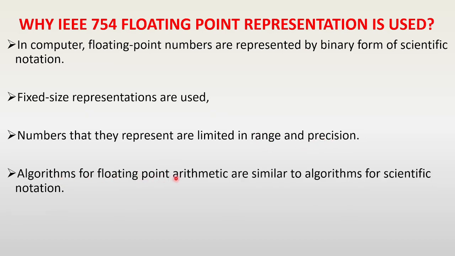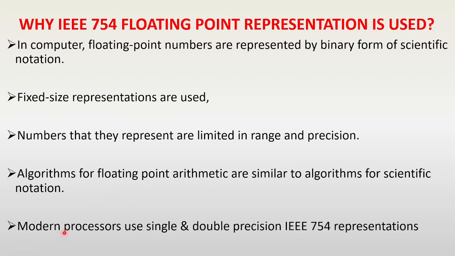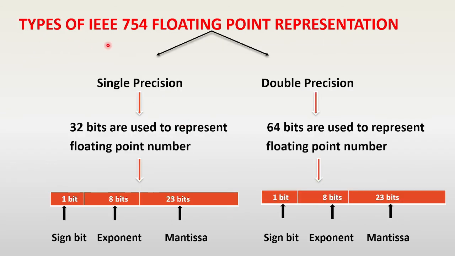The algorithms for floating point arithmetic are similar to the algorithms for scientific notation. Modern processors use single and double precision IEEE 754 representation. These are the two types of IEEE 754 floating point representation: one is single precision and the other is double precision. Now what is single precision? Single precision means 32 bits are used to represent a floating point number.